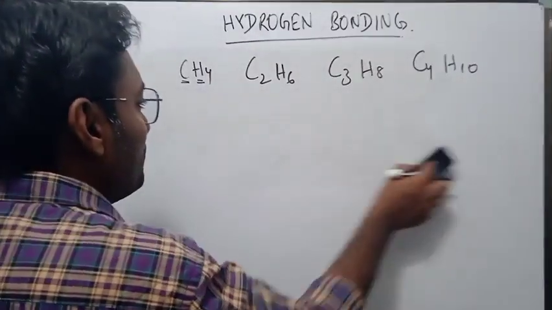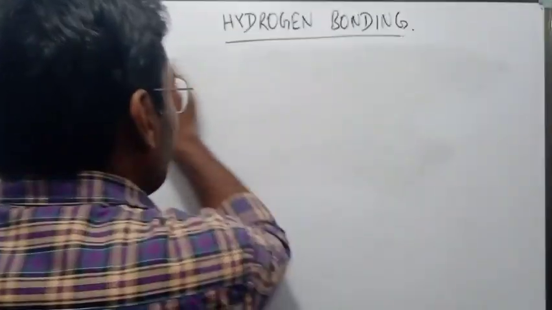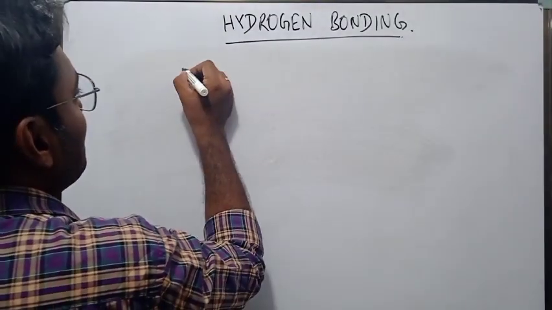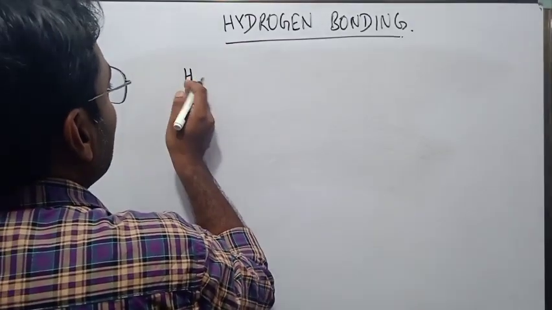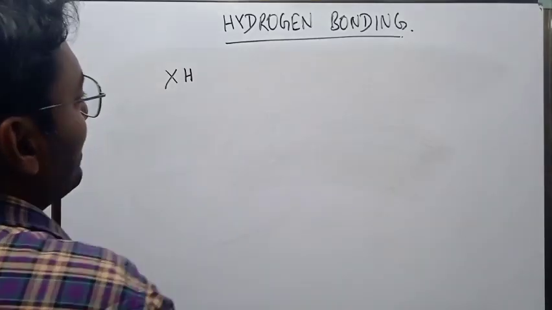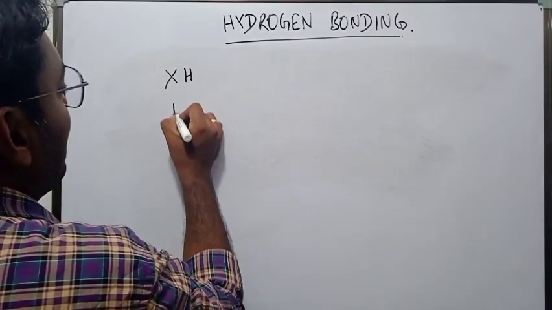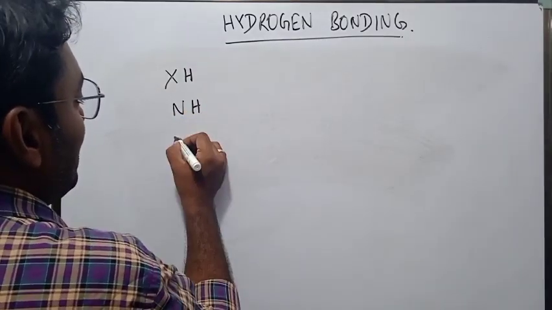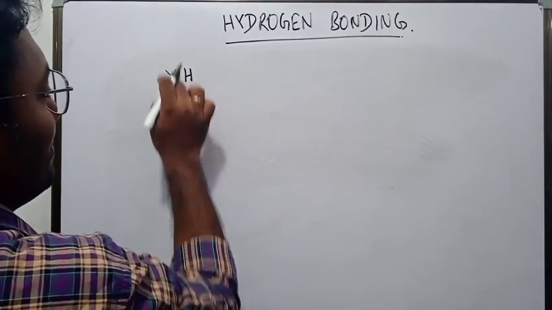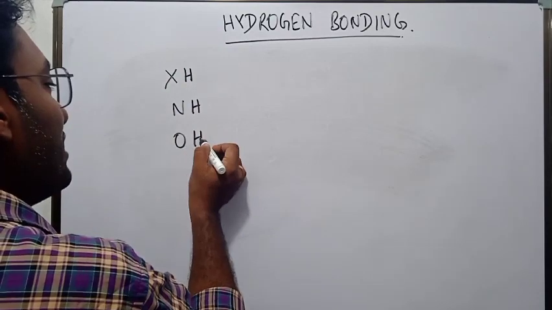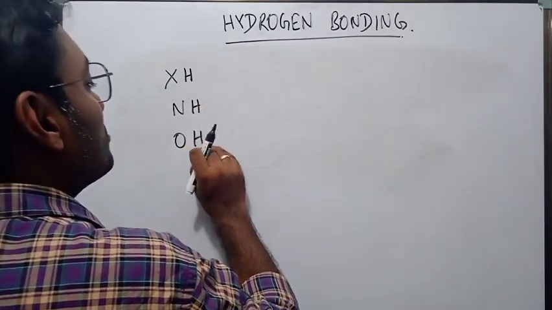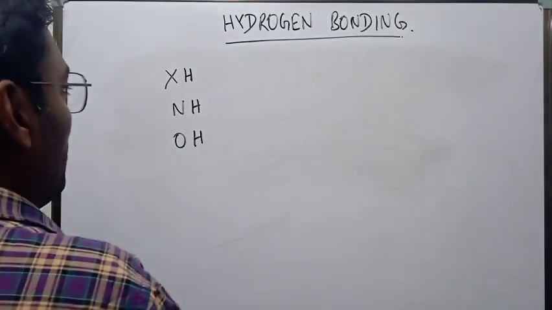So in which hydrogen compounds hydrogen bond exists? The answer is hydrogen bond exists in compounds in which hydrogen is attached to electronegative atom. Okay, it can be a halogen atom, it can be nitrogen atom, it can be oxygen atom, right? All these are electronegative atoms. If hydrogen is attached to electronegative atom, only then such compounds will show the hydrogen bonding.